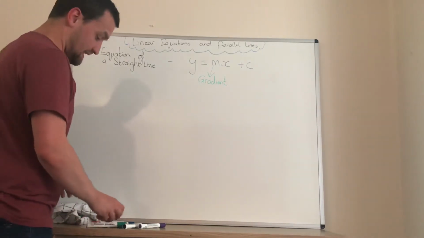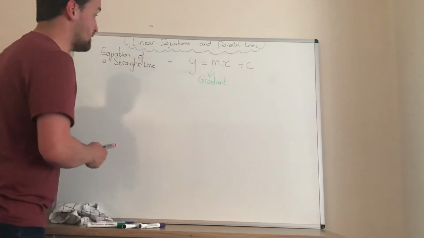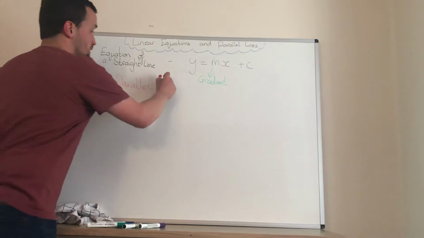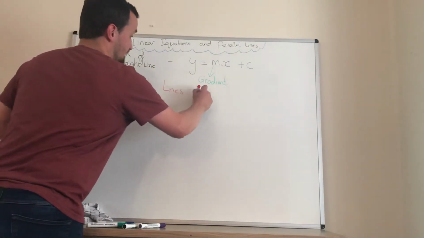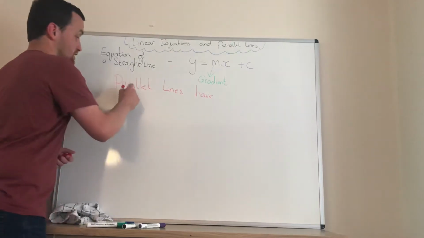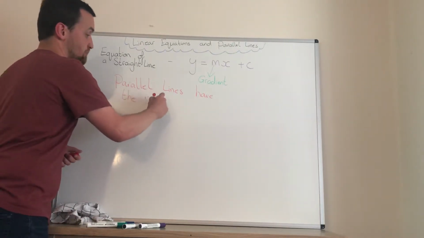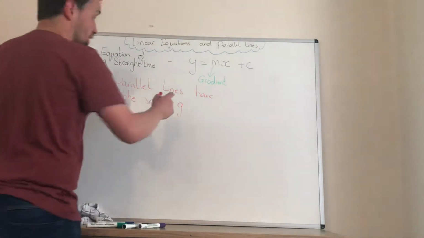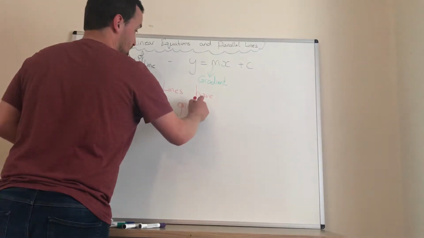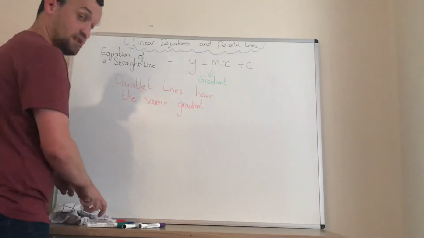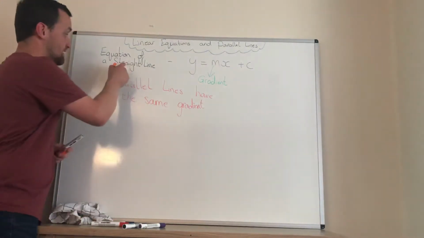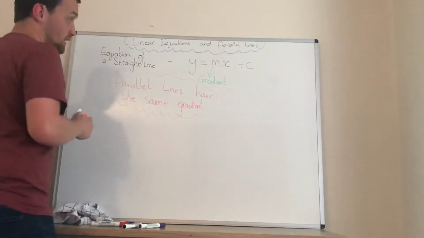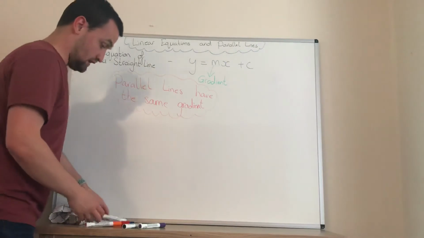The key bit you need to remember, and this is the key bit for parallel lines, is that parallel lines have the same gradient. So if two lines are parallel, the gradient, the m value, the number in front of x, will be the same. That is the key bit to this whole topic. That's what you need to learn. We're going to highlight that because that is very important. You need to know that. Make a note of it somewhere. You don't want to forget that.